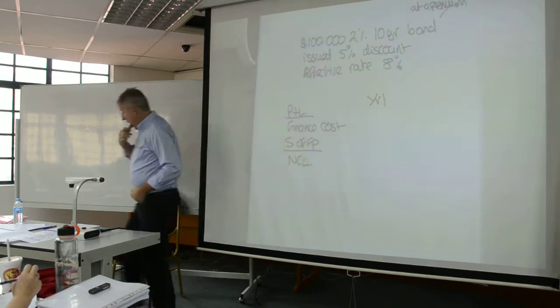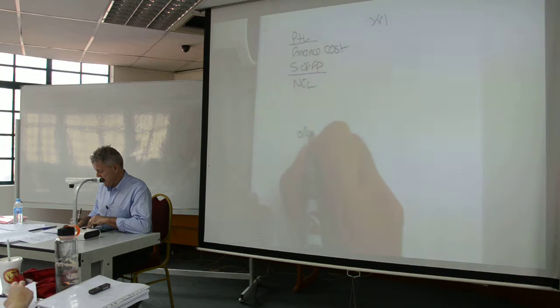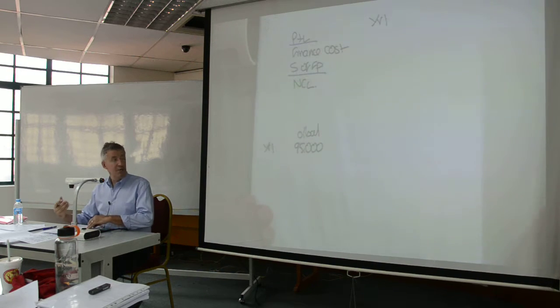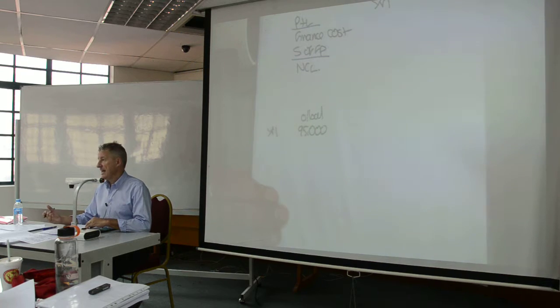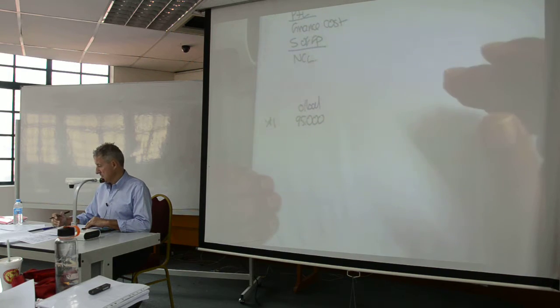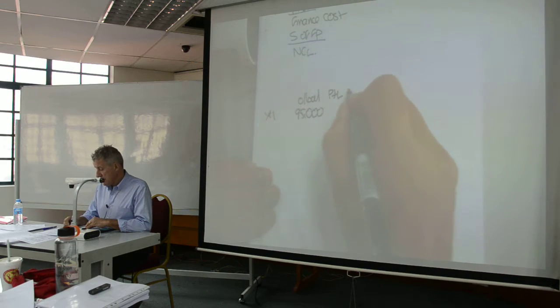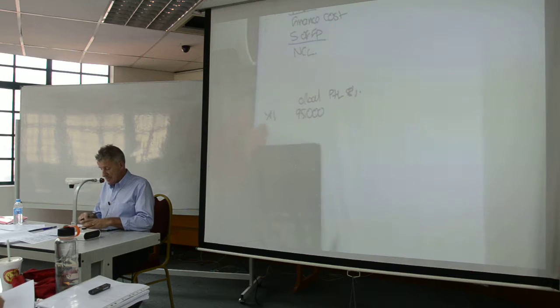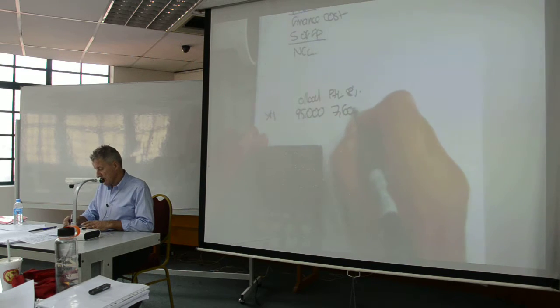Yeah? So my key working is that I have an opening balance in year one, and my opening balance is 95,000. Because you initially recognize the liability at the net proceeds of issue at the fair value, plus the transaction, less the issue cost. Now your P&L will be your finance cost, which is running at 8%. So 95,000 at 8% is giving you an expense of 7,600.